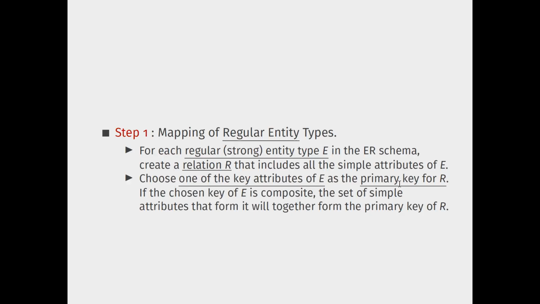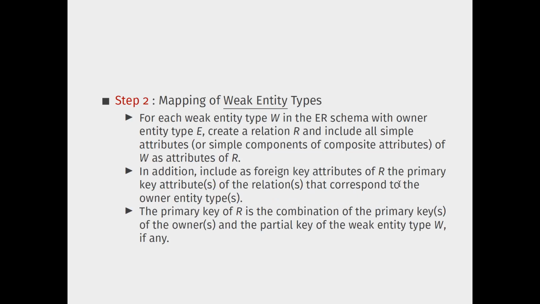Okay, so here are the steps. First of all, mapping regular entity types. We will create a relation for each regular entity type, put in all the simple attributes, and use one as a key attribute and make it a primary key. We have already done that. Then if it is a weak entity type, as earlier, you create a relation, include all the simple attributes, and take the identifying attribute and combine it with the partial key to create the primary key.